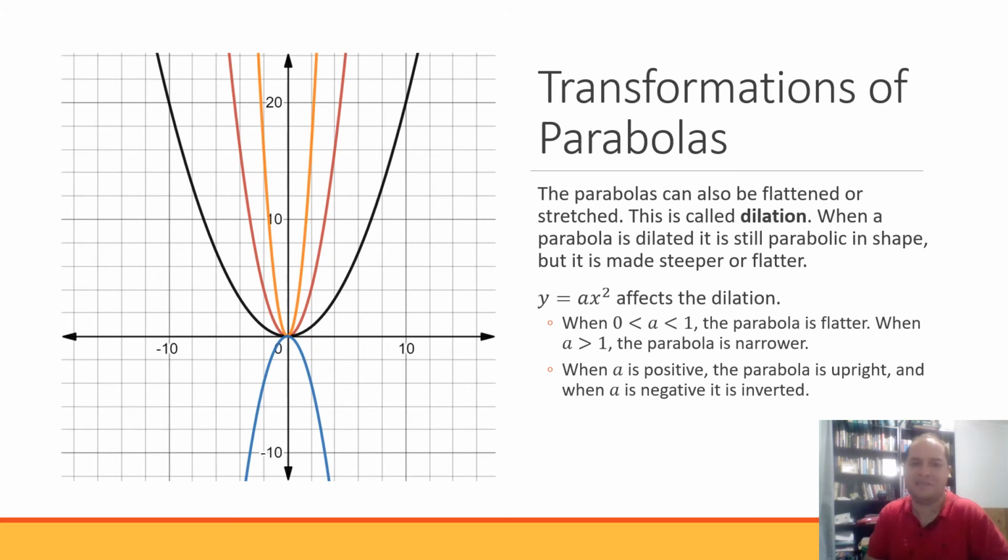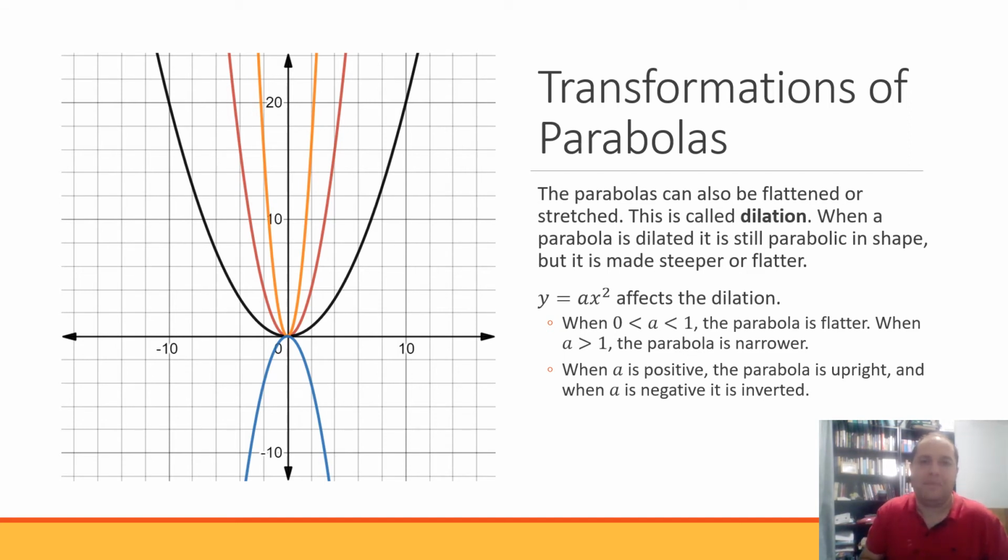The last thing to consider is dilation. A parabola can be flattened down, or it could be stretched vertically, and this is called dilation, this stretching or compression, changing the shape of the graph. When a parabola is dilated, it still remains parabolic in shape. So if you have a parabola and dilate it, you still have another parabola. The graph just doesn't randomly change type. But it is made steeper if you stretch it, or it's made flatter or wider if you compress it.